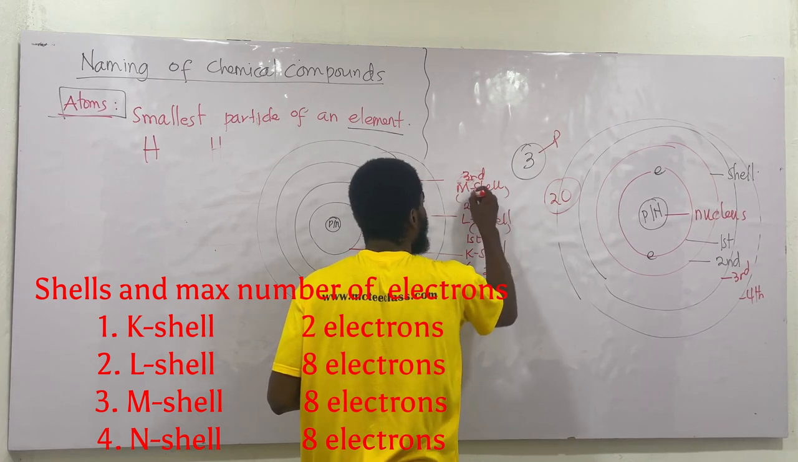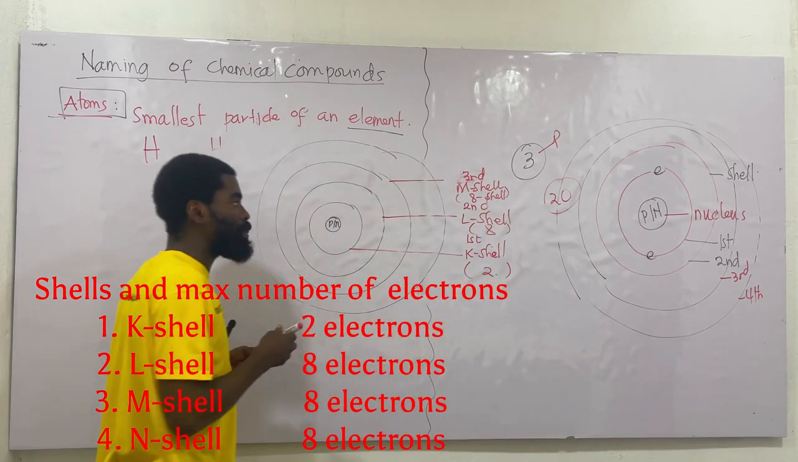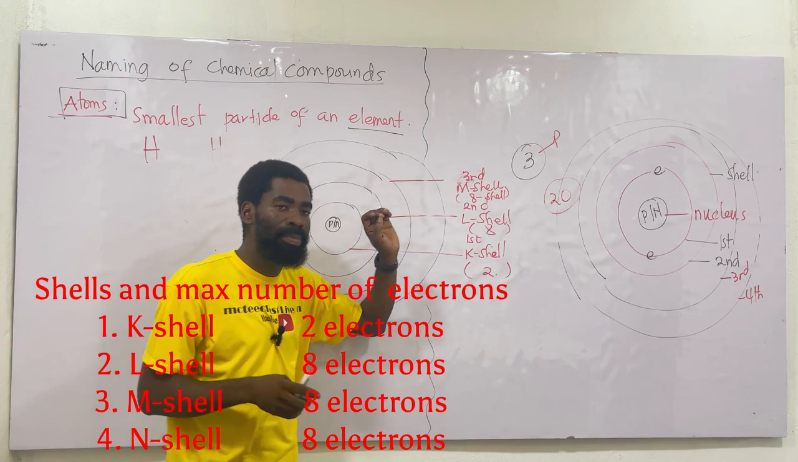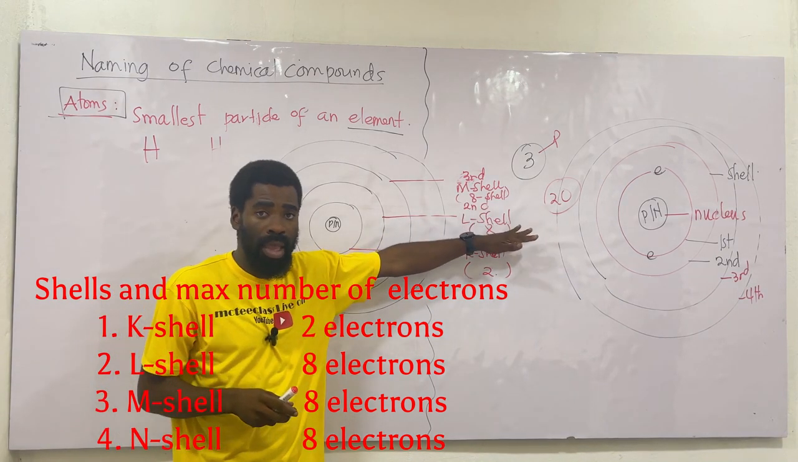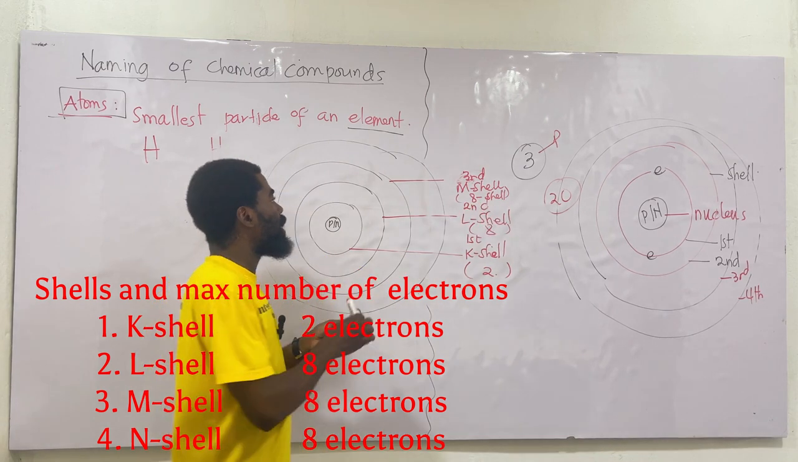The M shell will also take a maximum of 8 electrons. As I'm summarizing this, I explained that this one can take more than 8, but I don't want to go deep into that now. We can look at it later; it can take more than 8. But for the purpose of what we're doing, we go with 8.